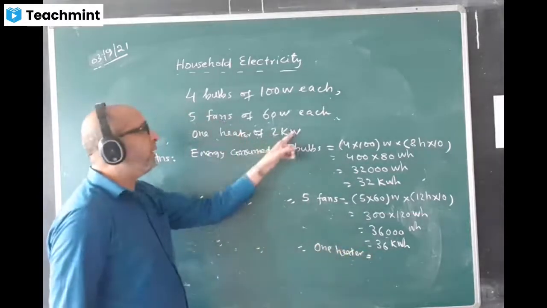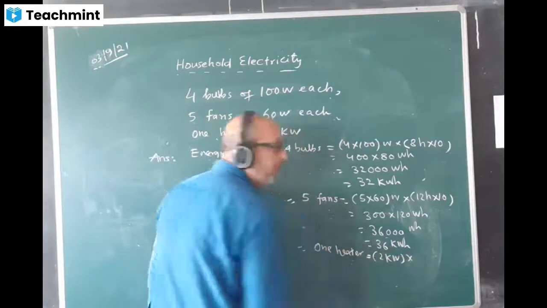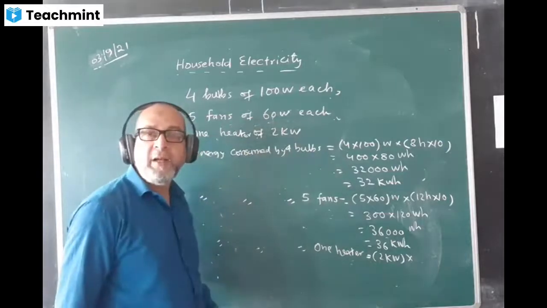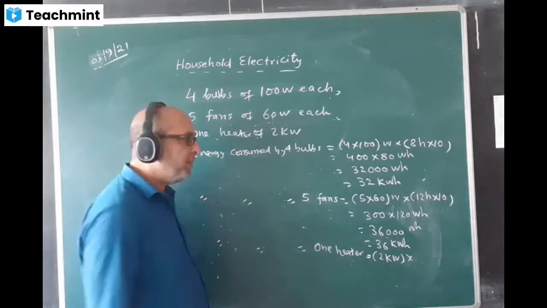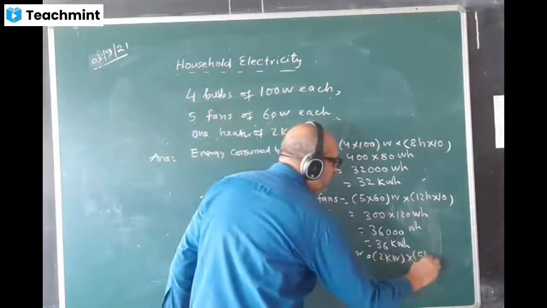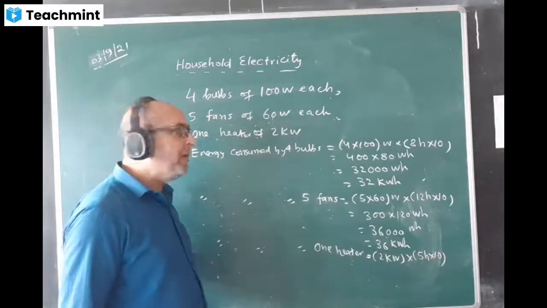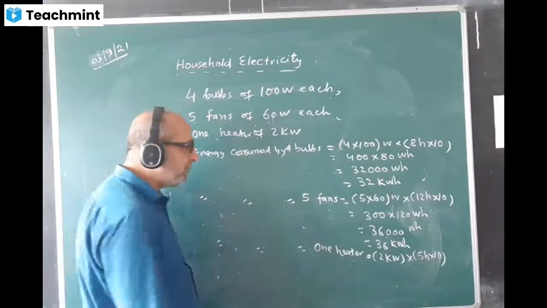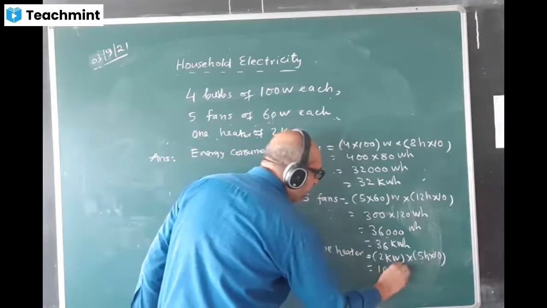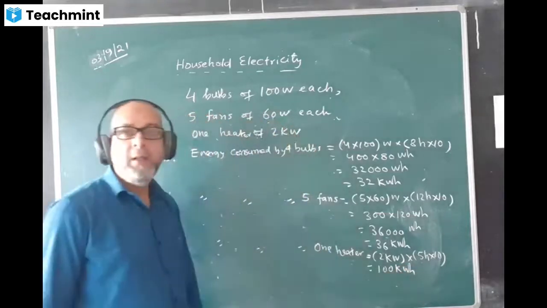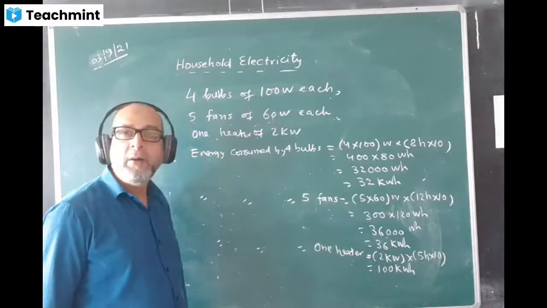What is the power value? 2 kilowatt, already given in kilowatt. We directly write here 2 kilowatt, into how many hours are we using the heater for, on average? 5 hours. 5 hours into 10, for a period of 10 days. In one day you are using it for 5 hours; in 10 days, 5 into 10, that is 50 hours. This time the answer will come 2 into 50, that is 100 kWh. Directly it's coming in kilowatt hour. Here we don't have to change, it's already in kilowatt hour.